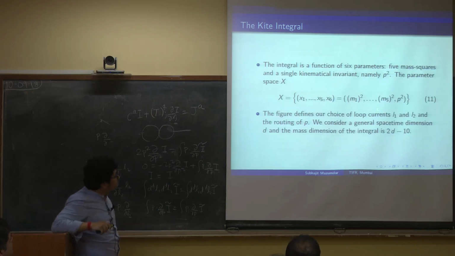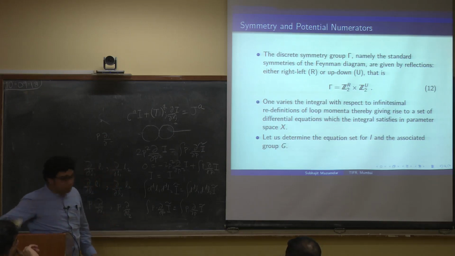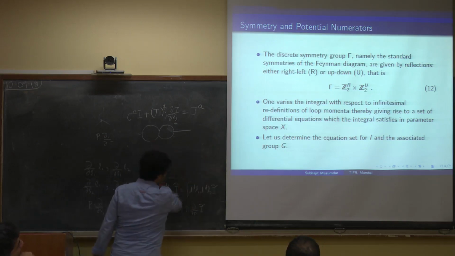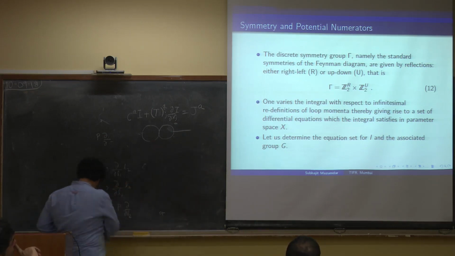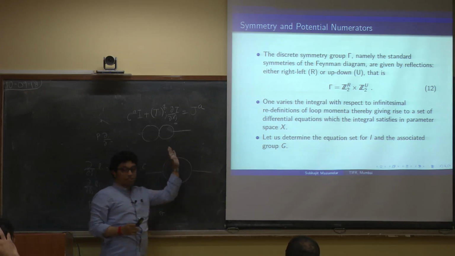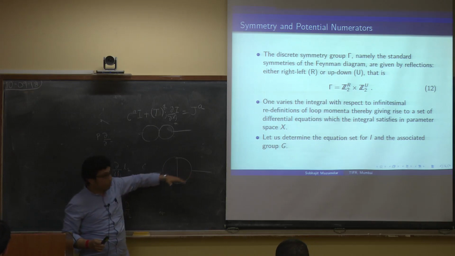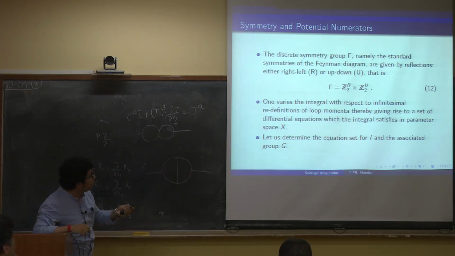So, as I explained, this is the parameter set, and as we are considering d dimensions, 2 loops, so 2d upstairs and 5 propagators, so 10 downstairs. So, this is the dimension of the integral. There is some particular symmetry associated with this diagram, because suppose you consider an imaginary line like this diameter that goes into itself. So, the symmetry of this diagram is like this.